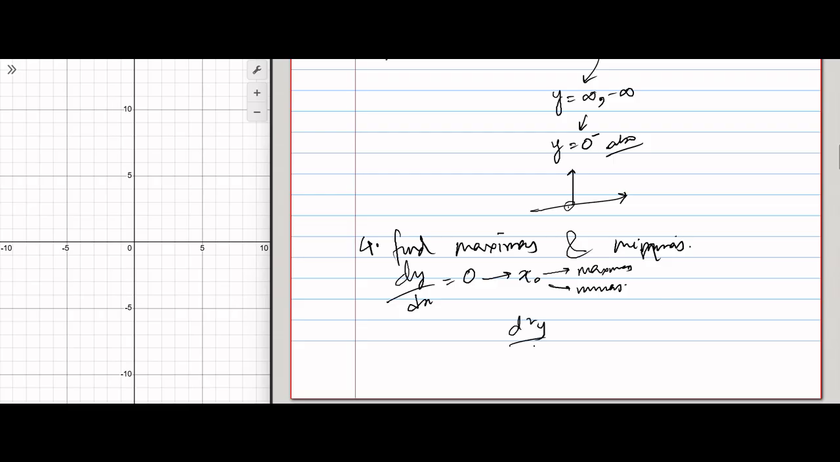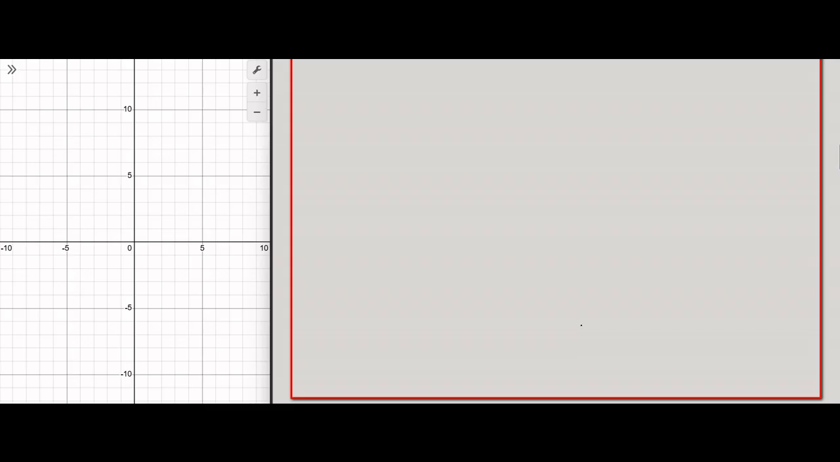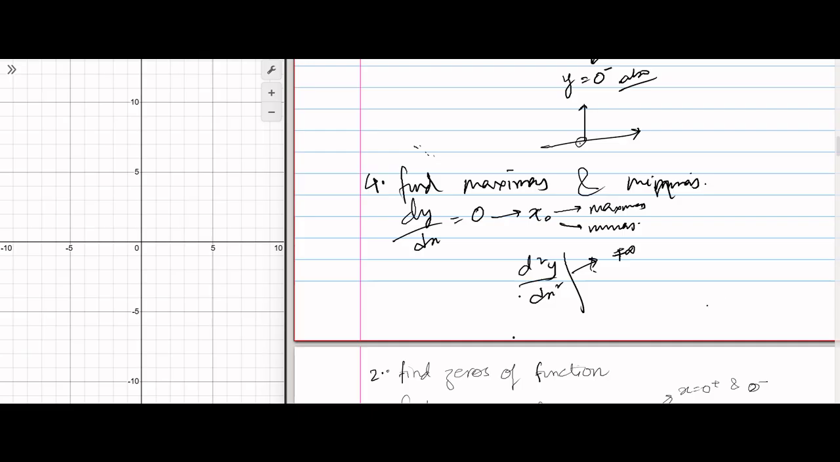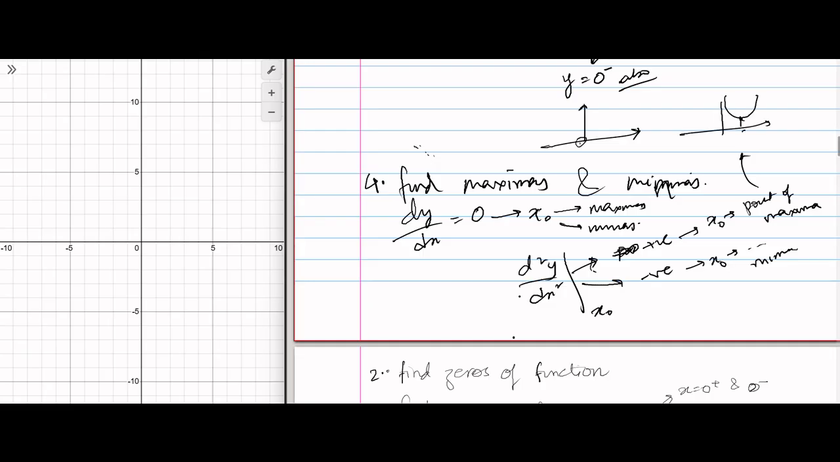Now, we check the double derivative, d2y by dx square, at x equals x naught. If it gives a positive value, then x naught is a point of minima, or the concavity is upwards. And if it gives a negative value, then x naught is a point of maxima. A point of maxima means the function will look like this, with this being x naught, and minima means it will look like this.